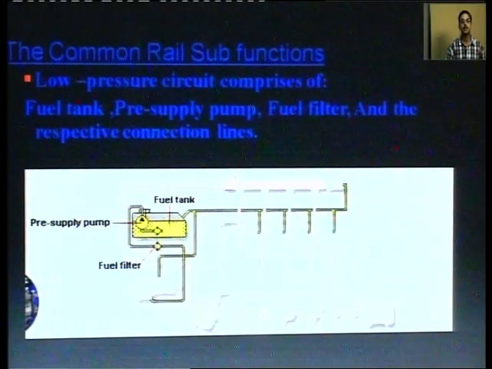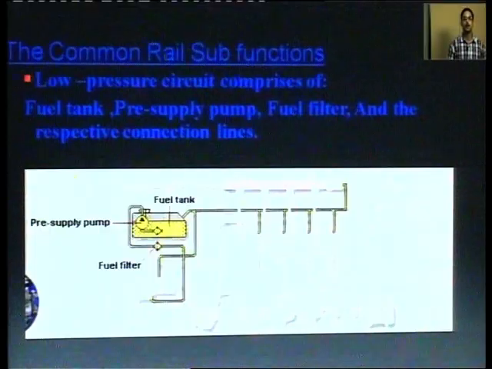As we can see, the fuel is going from the fuel tank to the pre-supply pump. From this, it is directly supplied to the common pipeline known as the common rail, and from the common rail to each injector as shown over here. I am taking a little bit more time for each slide for the students to analyze the figure.